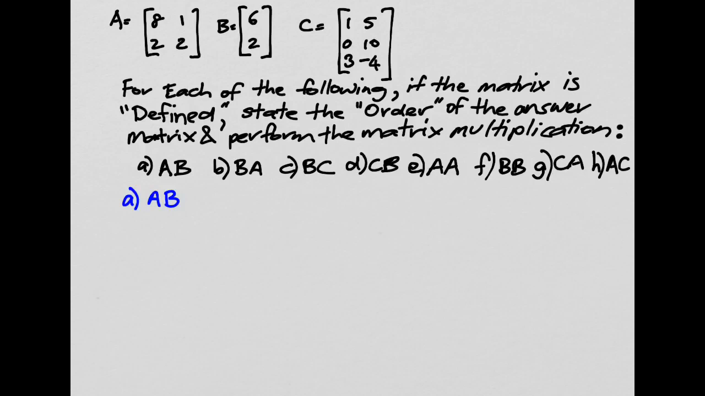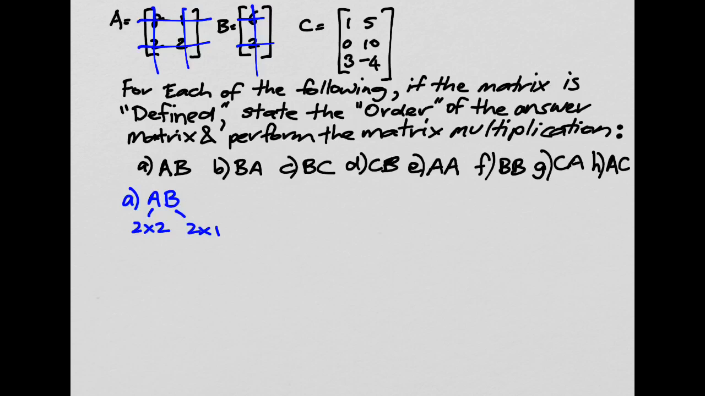Okay, starting with A times B. Firstly, what you've got to look at is, is it defined? To be defined, we need to look at how many rows and columns, the order of the matrix. So A has an order of 2 rows by 2 columns, so it's a 2 by 2 matrix. Now B has the order of 2 rows and 1 column. It's a 2 by 1 matrix.